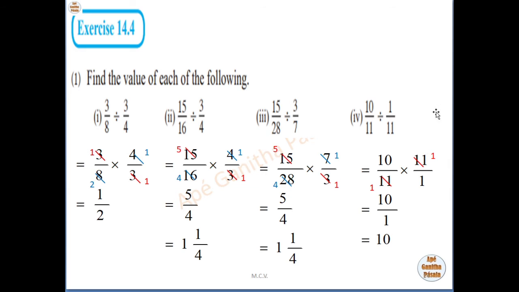Number 4. 10 over 11 divided by 1 over 11. Division, convert into a multiplication. Get the reciprocal of the right hand side. 11 over 1. Now check whether you can cut, whether you can cut like a cross. Numerator and denominator divisible by the same number. 11 and 11, 1, 11, here also 1, 11.